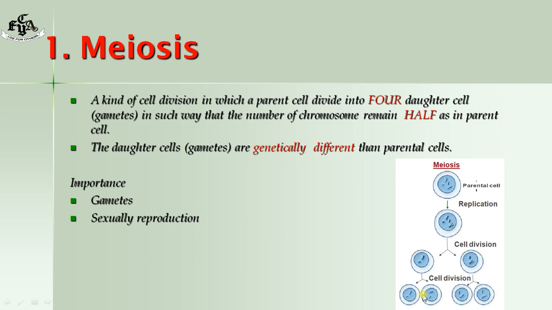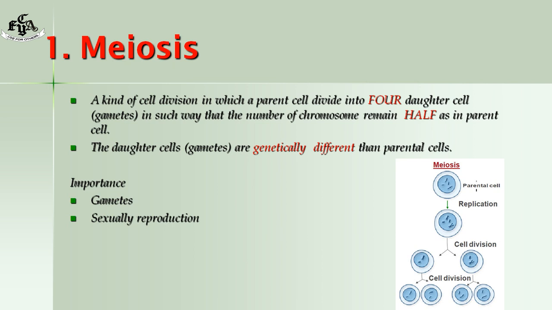Now what is the importance of meiosis? Meiosis takes place in the germ cells. Germ cells are those cells from which sexual reproduction takes place. So when these daughter cells are produced, they develop into gametes. If these are male gametes, they are called sperm. If these are female gametes, they are called ovum. And then one sperm and one ovum fuse, and that is called a zygote, and from the zygote the next generation is produced, and that is sexual reproduction.